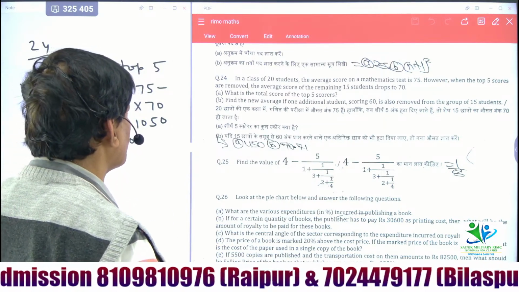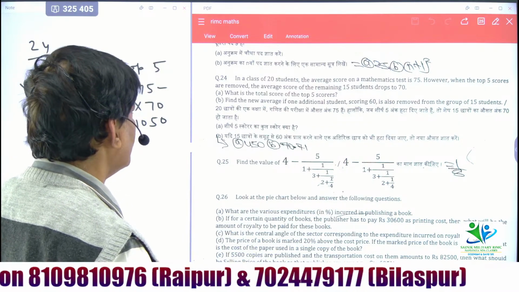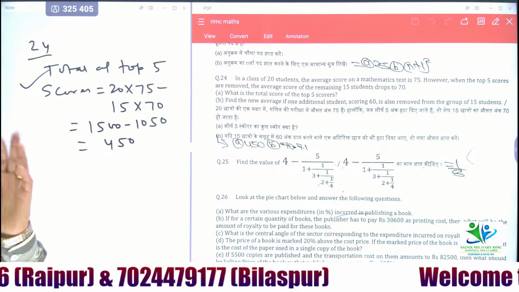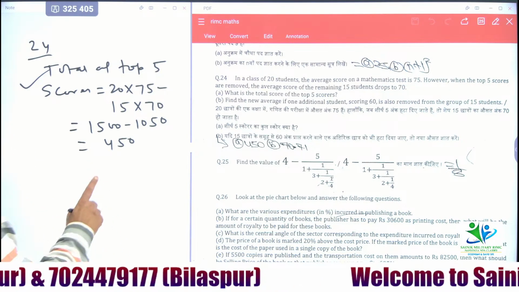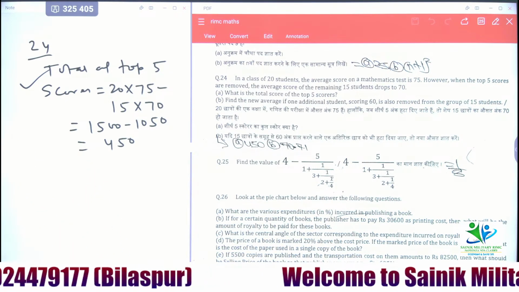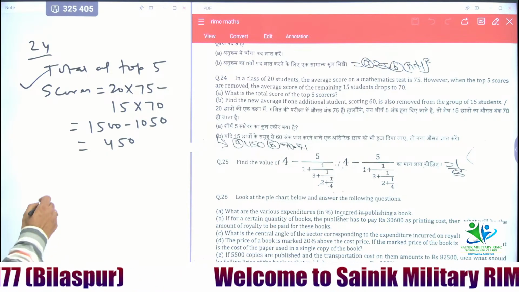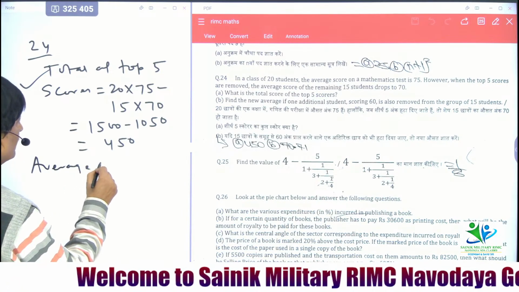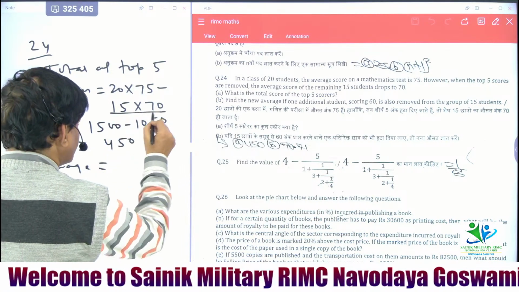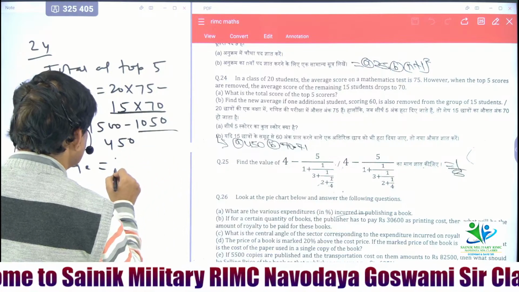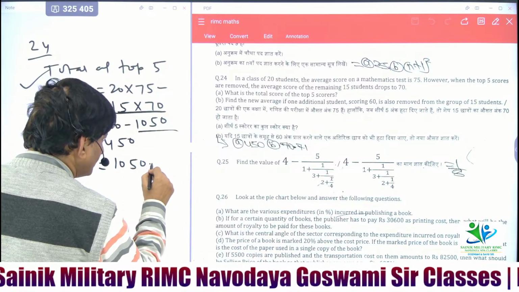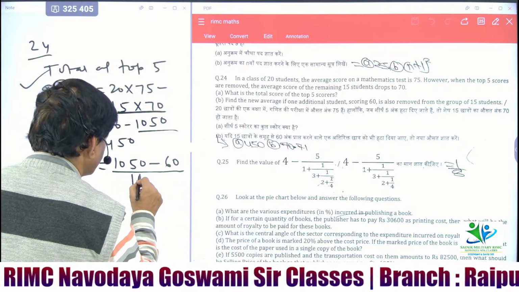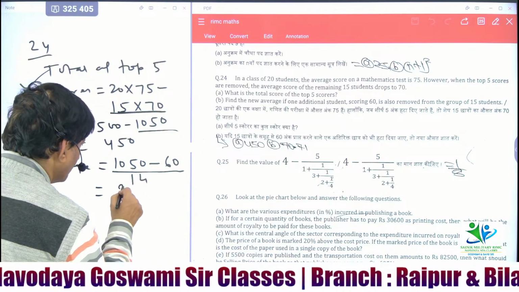Again it is given in the question: find the new average if one additional student scoring 60 is also removed. If one student is again removed, that means the remaining students are 14. Therefore, the average: what was the total of the 15 students' marks? 1050. One student is removed whose marks is 60. Subtract from here, and the number of students is now 14. And from here 990.